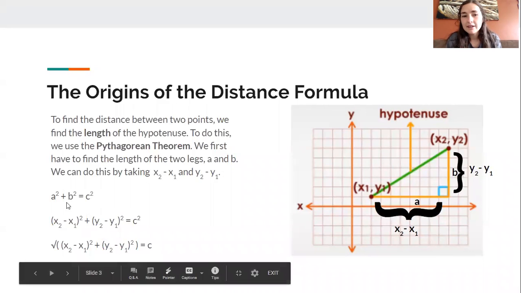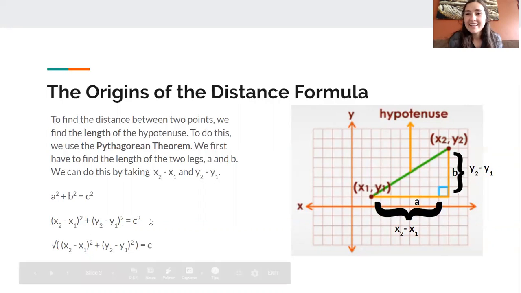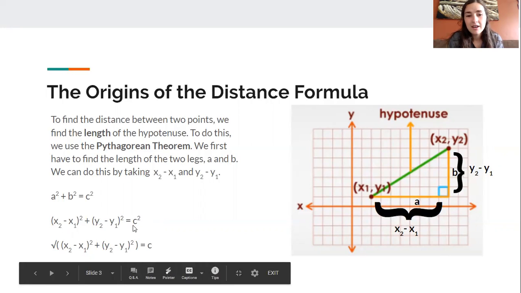Okay, then we're going to plug it in. So if you come over here to the left side, we're going to plug it into our Pythagorean theorem. So we have x2 minus x1 squared plus y2 minus y1 squared equals c squared. And then in order to get rid of that weird little square up there, we're going to take the square root of both sides, which means that c, or the distance between these 2 points, is equal to the square root of x2 minus x1 squared plus y2 minus y1 squared.